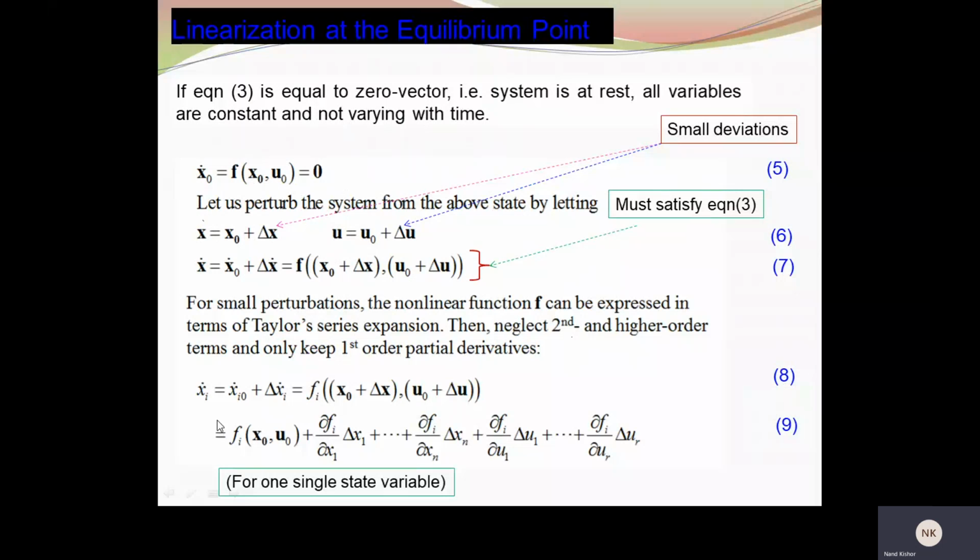So with the second and higher order terms being neglected from the Taylor series expansion, we have written it for one of the state variables here. It is the partial differentiation of the function with respect to state variable x1, and similarly we have it for the other state variables up to state n. Similarly, it will correspond to the first input variable up to the r-th input variable here.